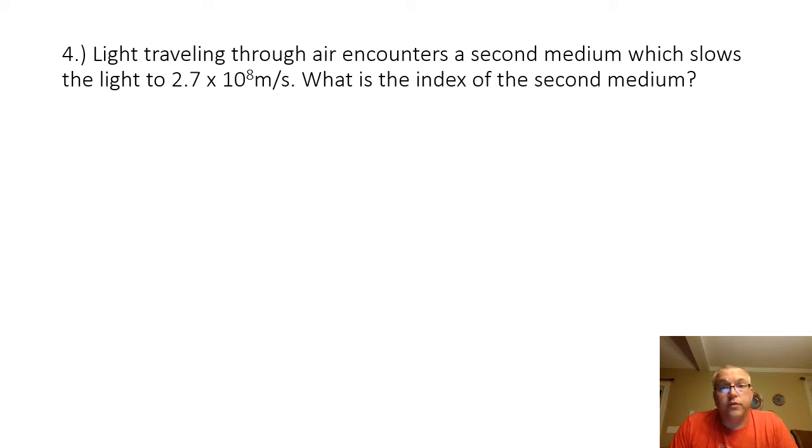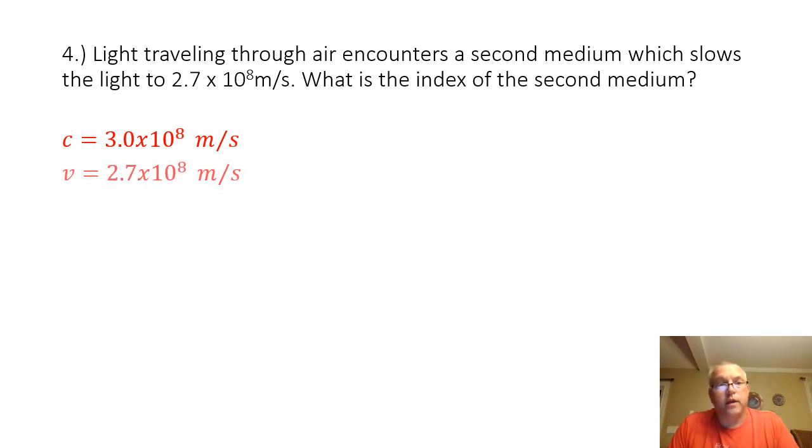Problem 4. A light traveling through air encounters a second medium which slows the light to 2.7 times 10 to the 8th meters per second. What is the index of the second medium? I know that my speed of light in a vacuum is 3.0 times 10 to the 8th meters per second. The speed of the light wave, or the ray of light, in my second medium is 2.7 times 10 to the 8th meters per second, and we are looking for the index of refraction for our second medium.